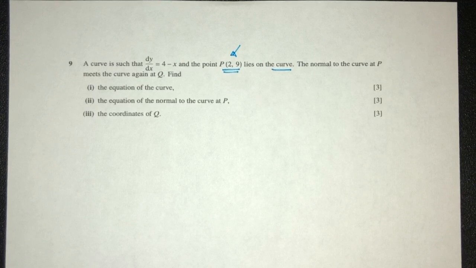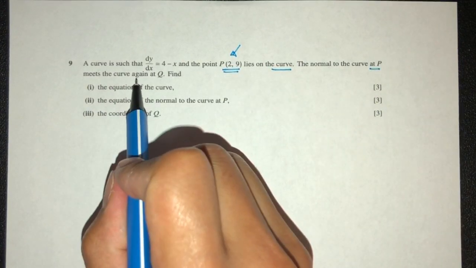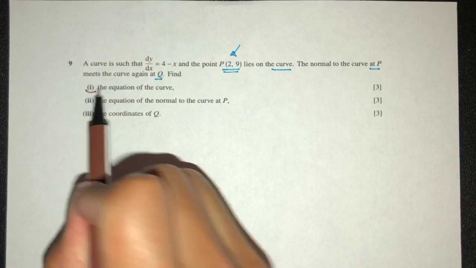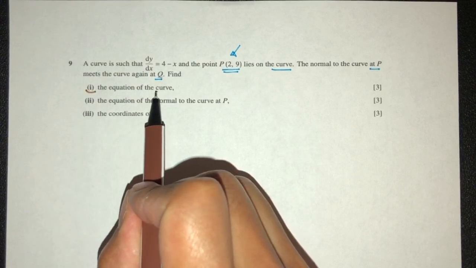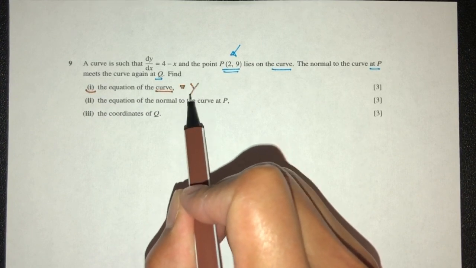Now, the normal to the curve at the point P meets the curve again at Q. Okay, so that's something interesting here. Now part 1, we have to find the equation of the curve. So the equation of the curve is simply, we have to find y.